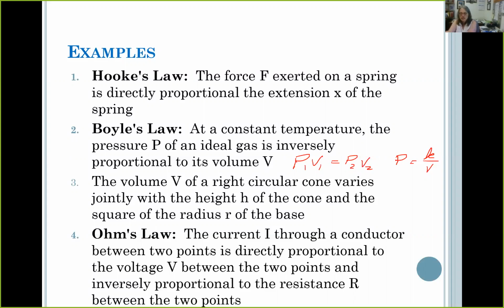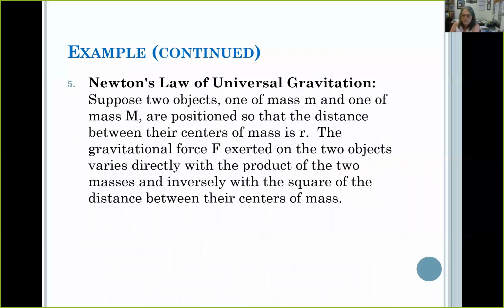Ohm's law. Ohm's law is usually written as V equals IR. So the current through a conductor is directly proportional to the voltage, provided the resistance is constant, and inversely proportional to the resistance. You can see current and voltage are on opposite sides of the equal sign. That means they are directly proportional to one another. Current and resistance are on the same side of the equal sign. They are inversely proportional to one another.